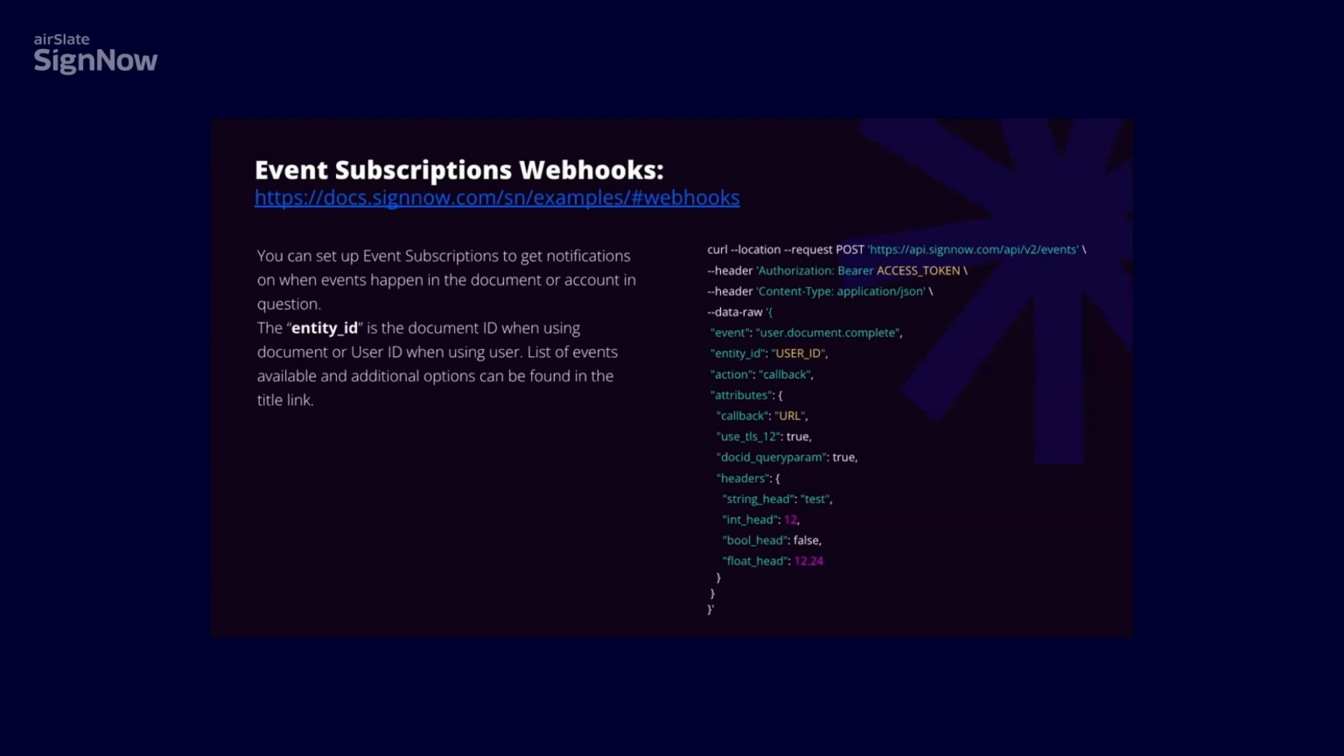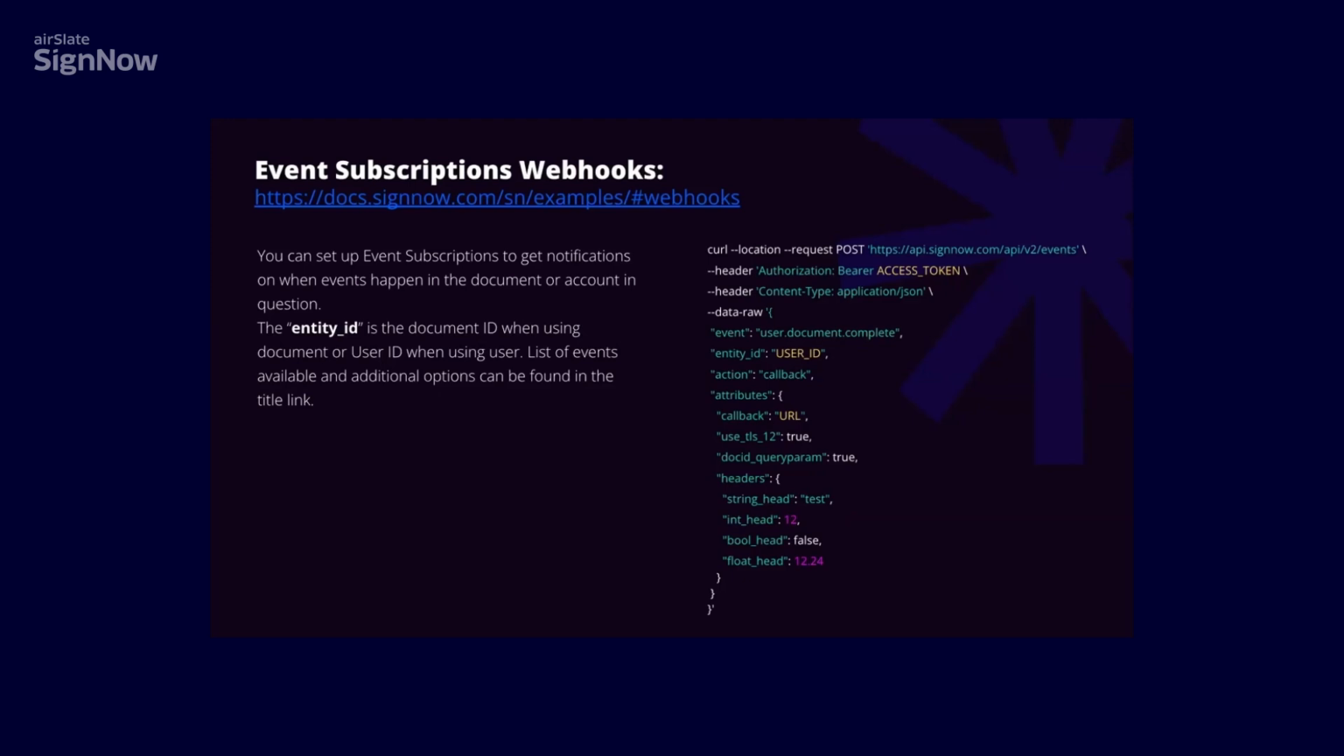We also have these webhooks on the document level, in which case it'll lose the user dot at the beginning of this. So the event will be just document.complete, and the entity ID will switch. Instead of being the user ID, it'll be the document ID. This is really useful not only for the complete, but we also have an open that lets you know when the document's been opened.